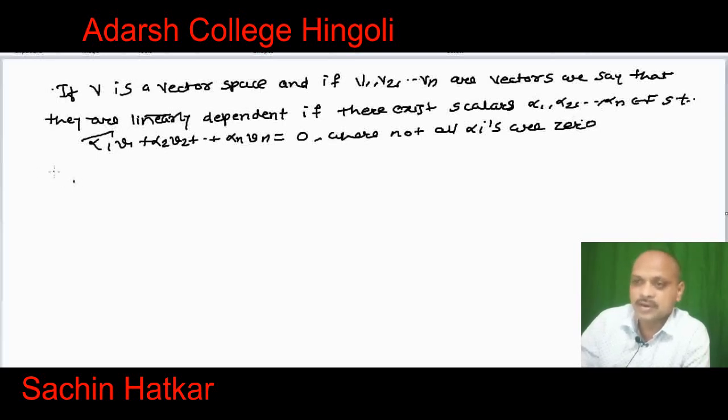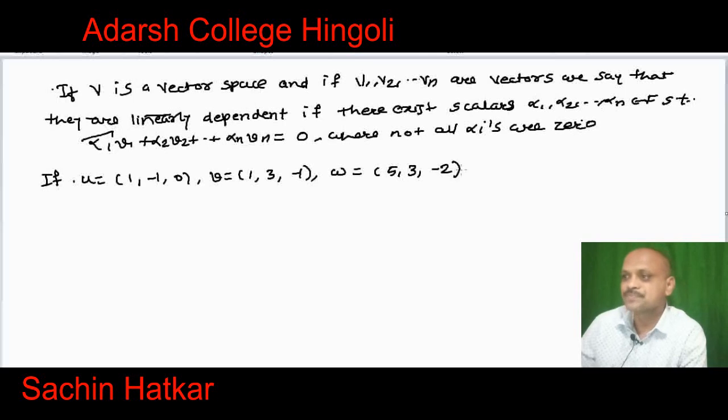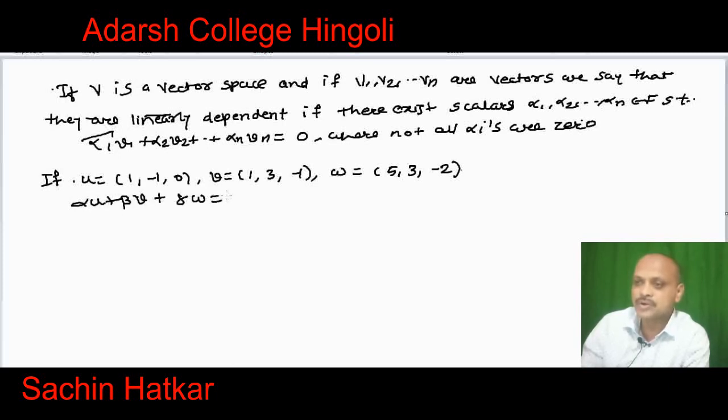Now we see an example. If we have u equal to 1 comma minus 1 comma 0, v equal to 1 comma 3 comma minus 1, w equal to 5 comma 3 comma minus 2, we will discuss whether these vectors are linearly dependent or linearly independent. For that purpose we take 3 scalars. Suppose I have 3 scalars alpha, beta and gamma. Let us take their linear combination. Alpha u plus beta v plus gamma w equal to 0.